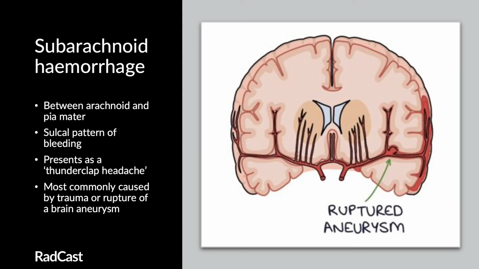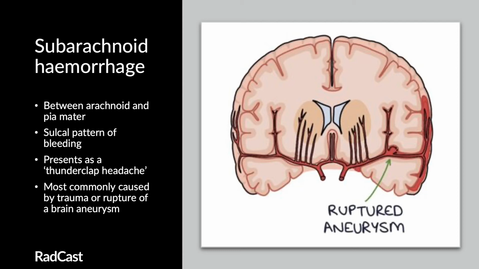Okay, so moving on to subarachnoid hemorrhages. This is a hemorrhage that occurs between the arachnoid and the pia meningeal layers. Patients often complain of a classic thunderclap headache that comes on suddenly, as if they've been hit in the back of the head with a baseball bat. It can often occur after trauma.